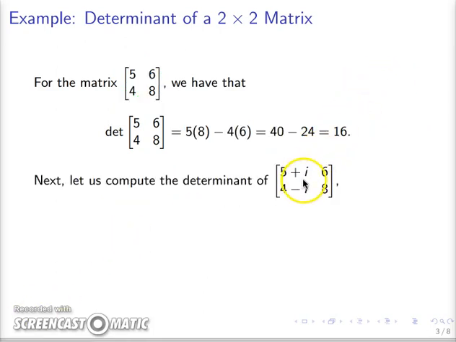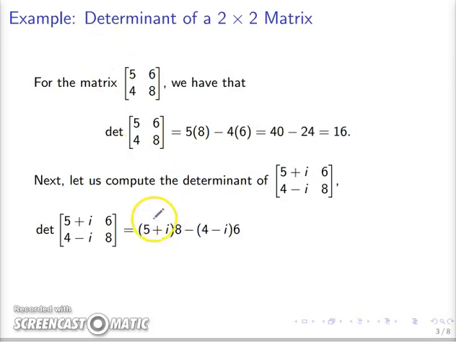Here's another example with entries that are complex, with non-zero imaginary parts. The entries on the diagonal are, on entry 1,1, 5 plus 1i, and on entry 2,2, 8. We're still multiplying the entries along the diagonal and subtracting the product of the entries off the diagonal, and this leads to a calculation that results in the number 16 plus 14i.